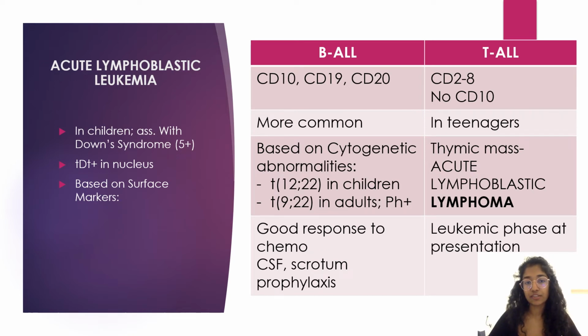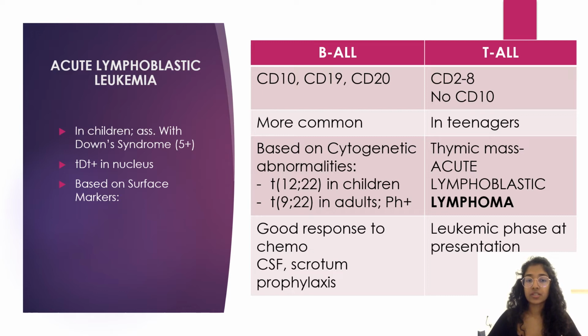Whereas in the case of patients with translocation 9;22, which is the Philadelphia chromosome positivity, this is found in adults, and it is not very responsive to therapy, and as a result has a worse prognosis. B-ALL in general, however, has a good response to chemotherapy.